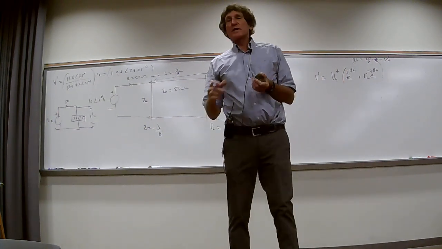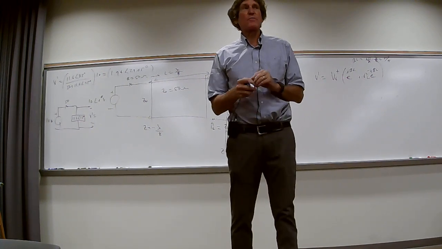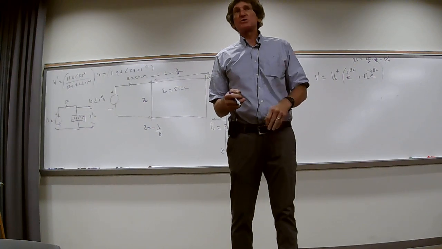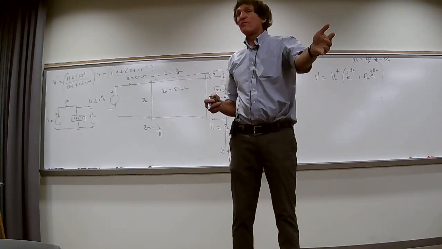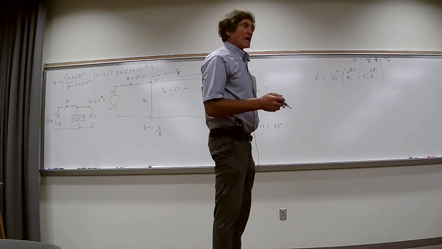Now, if you want to work in degrees, we can replace beta L by pi over 4, but that would be e to the j 45 degrees. Do y'all follow me? If you want to leave it in radians, you can.